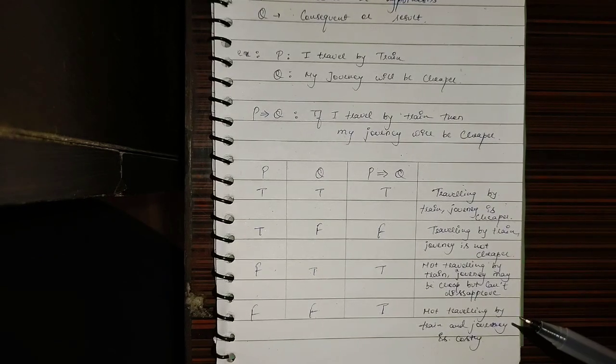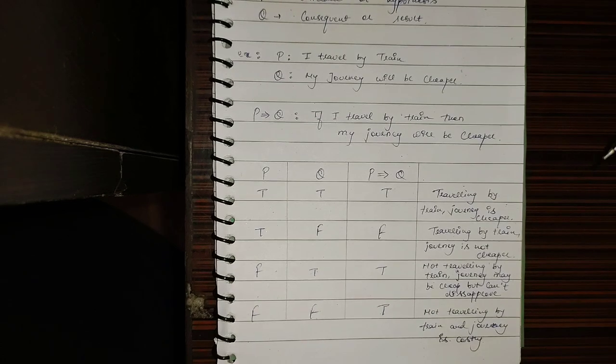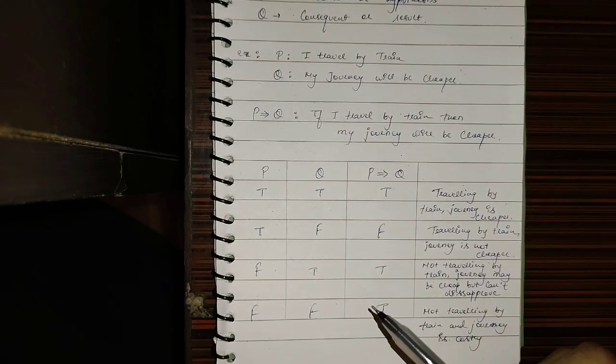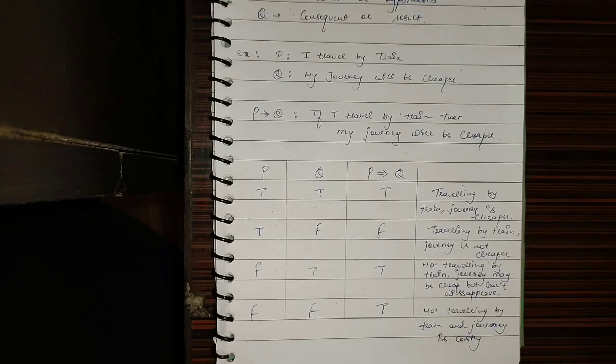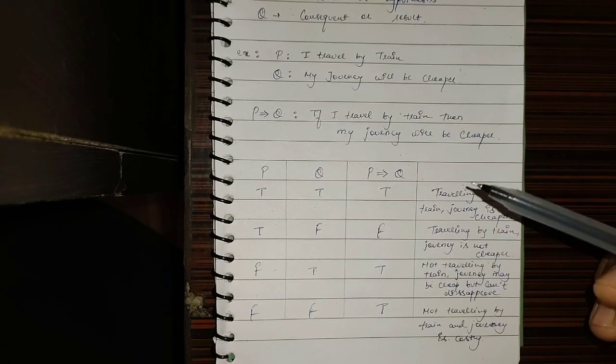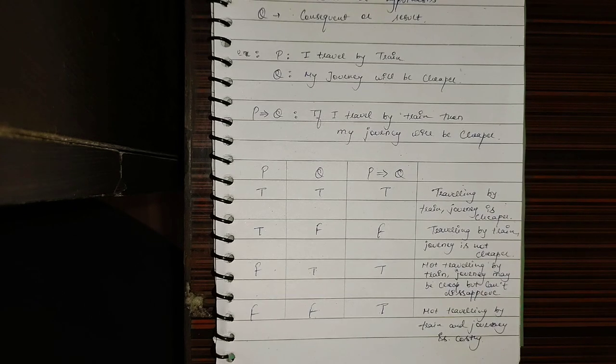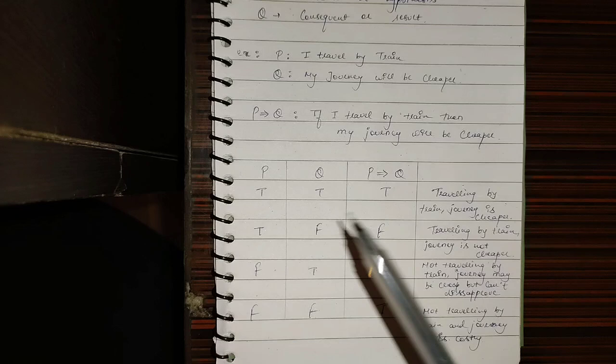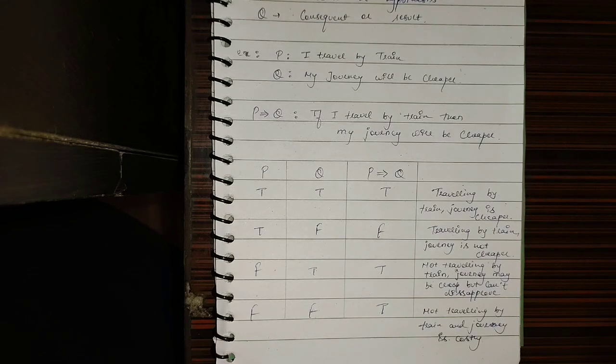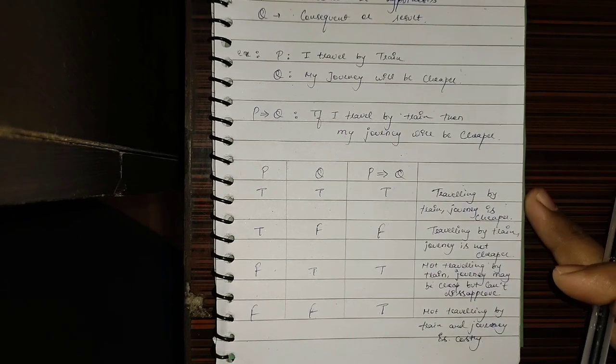How will it be true? We can see that when I say that P is true, it means that I am indeed traveling by train. And when I say that Q is true, then yes, it was true that the journey is cheaper. So both the antecedent and consequent were true, hence the conditional statement will be true as well.